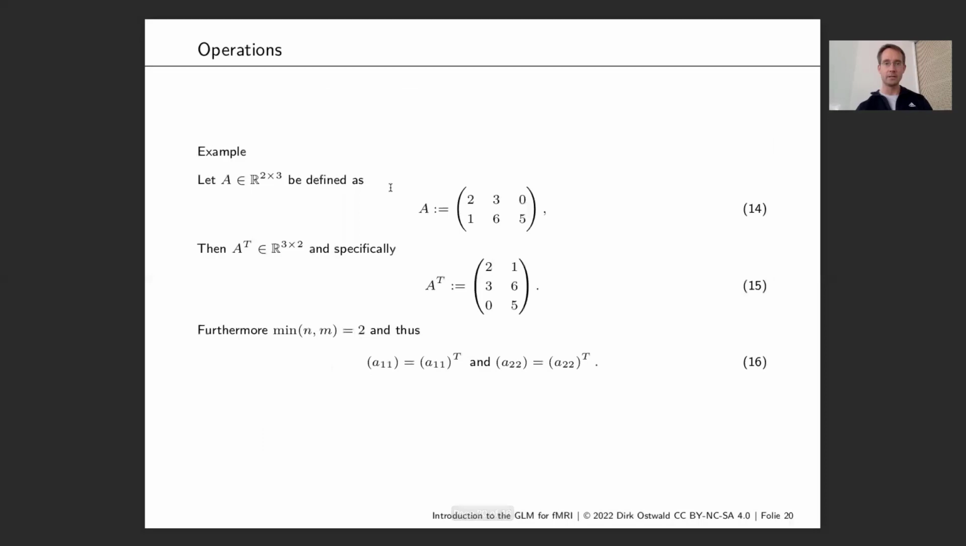Let's look at a concrete example. Here you have the matrix R, 2, 3, 0, 1, 6, 5, which is a 2 times 3 matrix. Now, if you transpose it, the first row becomes the first column, which also means that your transpose has 3 rows, and your second row becomes the second column, which means that you then have 2 columns. The things that are on the main diagonal here, so this 2 and 6, are left unchanged.